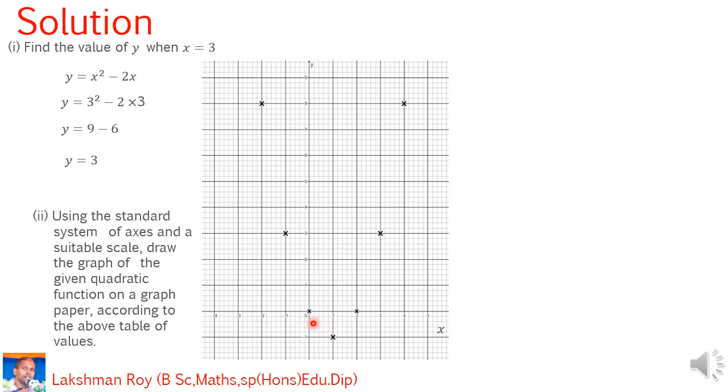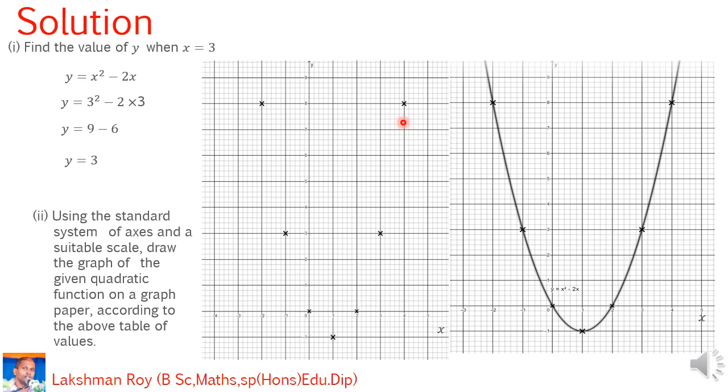I plotted these 7 points. You go to the x value, then the y value, and like that you can plot all of them. Then you can join all these points by a smooth curve. This is the curve, the function you have drawn, y equals x squared minus 2x. That is a parabola with a minimum.